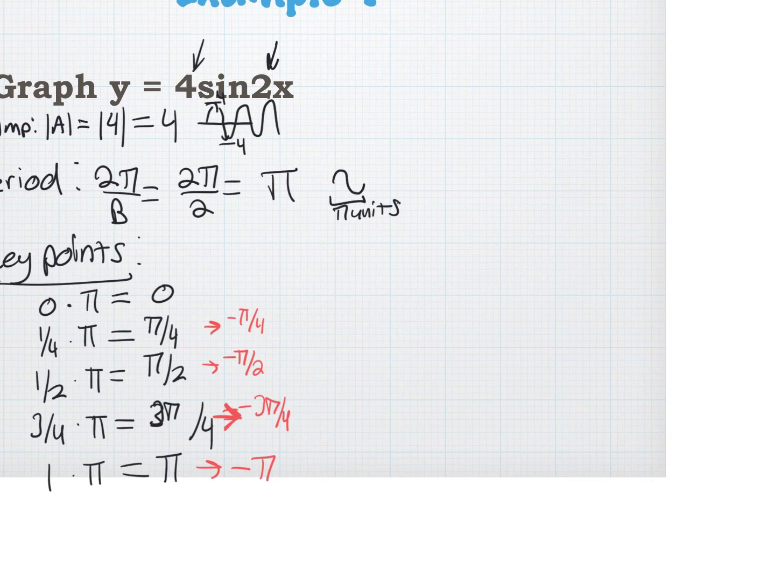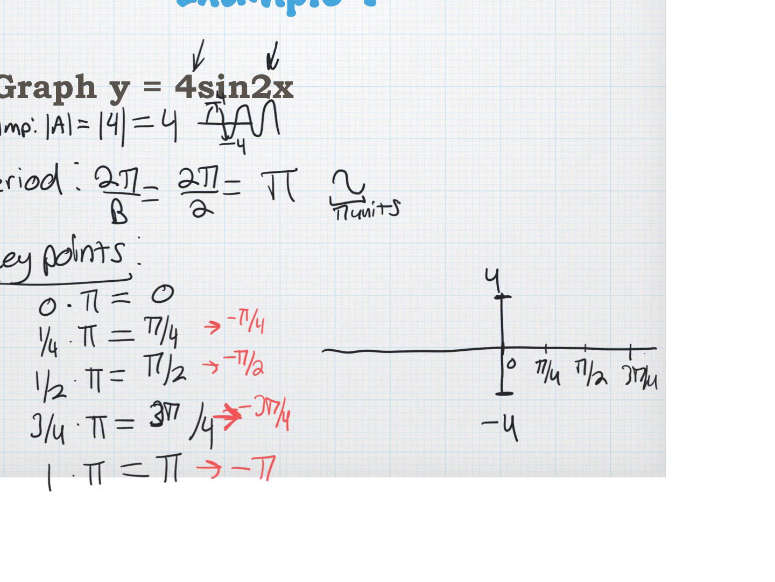You're going to see what we're going to do with this now, right? So I'm going to make a little graph. The amplitude is 4, so that means the highest we're going to go is 4, and the lowest we're going to go is -4. And I'm going to use these key points, so let me circle them. These 5 key points and the 4 negative ones, and we're going to use those to graph this function. So I'm going to plot them on the x-axis. I have a 0, a pi over 4, a pi over 2, a 3 pi over 4, and a pi. I'm going to do the exact same thing in the negative direction: negative pi over 4, negative pi over 2, negative 3 pi over 4, and negative pi.